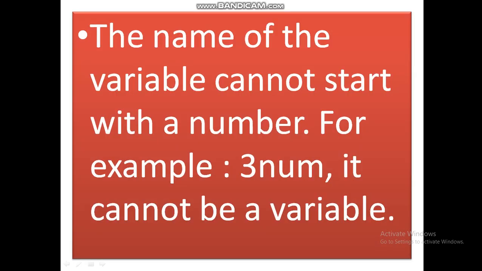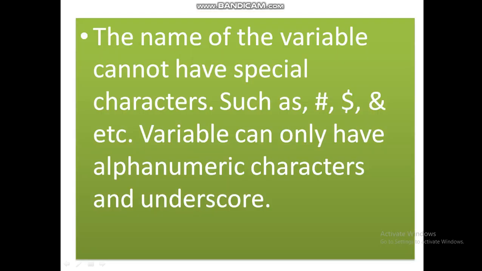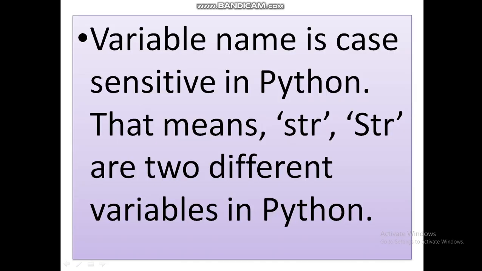The second rule is the name of the variable cannot start with a number. For example, 3num cannot be a variable because it starts with a number. The third rule is the name of the variable cannot have special characters such as hash, dollar, etc. A variable can only have alphanumeric characters and underscore. The fourth rule is that variable names are case sensitive in Python. That means small letter str and capital S-t-r are two different variables in Python.